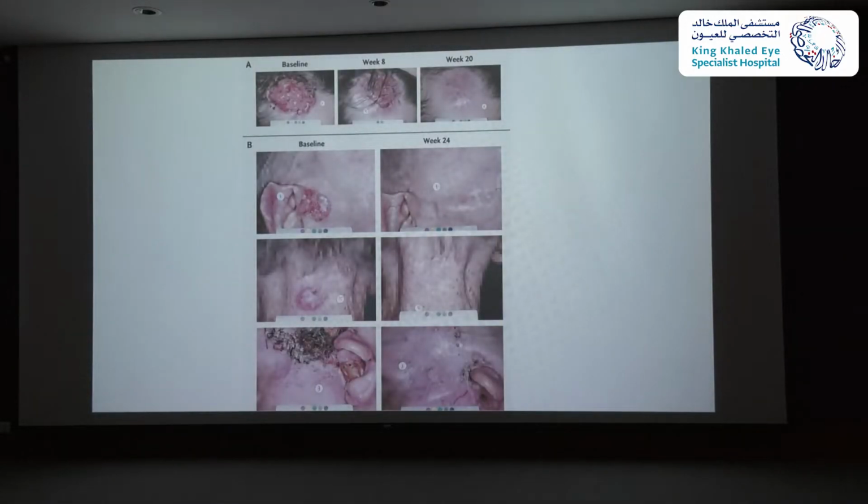Here are some examples of how the medication works clinically. So this is a patient at baseline, and you can see here at week 8 and then at week 20. Here's another example, baseline and week 24, baseline and week 24, and again baseline and week 24.